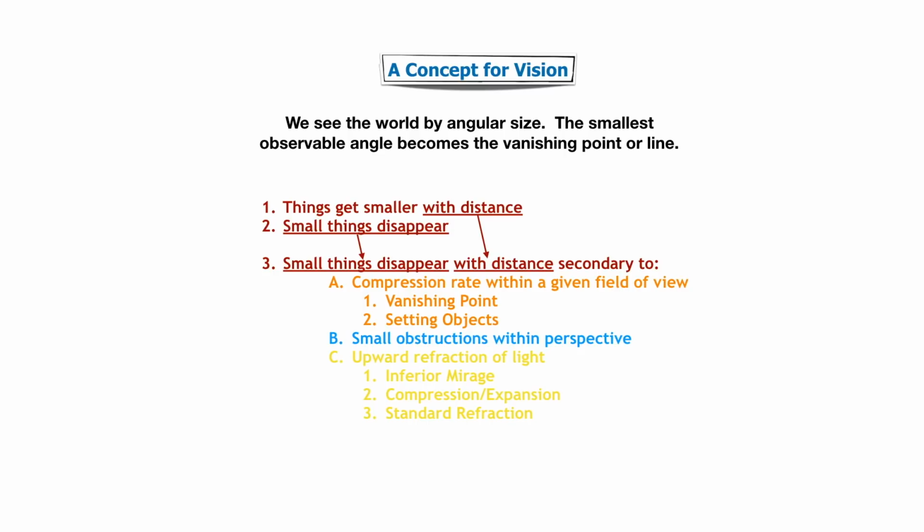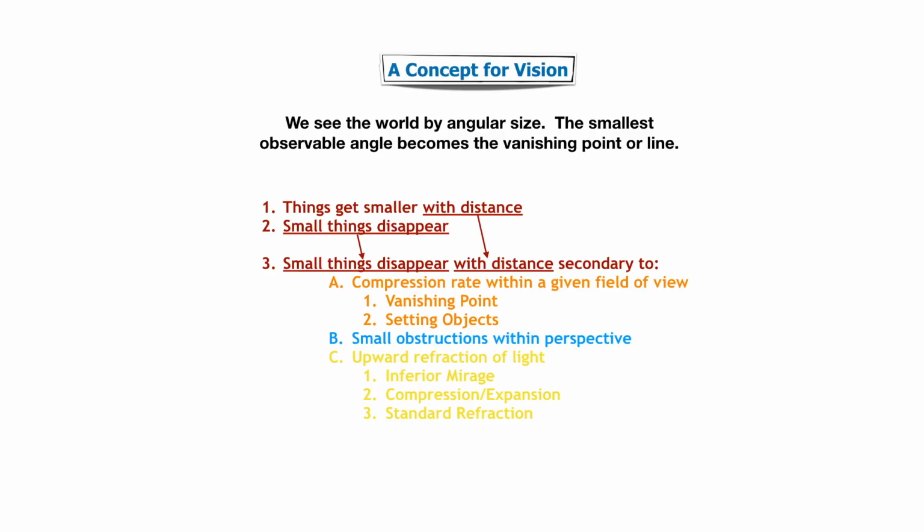In summary, the entire concept could be summarized that we see the world by angular size, and the smallest observable angle becomes the vanishing point or line within our vision. And we can break that down into 3 parts. The first part is that things get smaller with distance. The second part is that small things disappear. And the third part is combining the two, that small things disappear with distance, secondary to a few things that are expansions upon that concept.